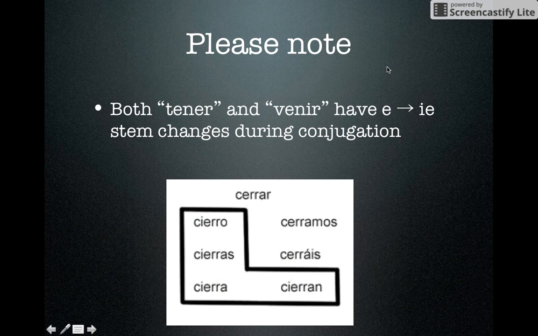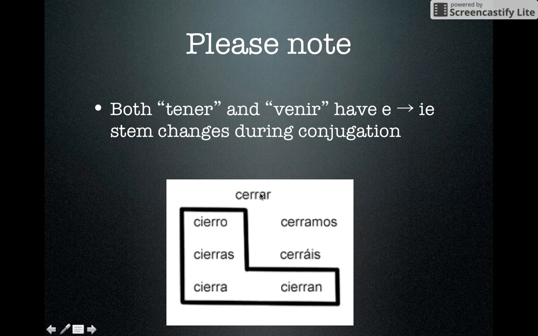Here's a special note. Remember that both tener and venir have a stem change from an E to an IE. So on your sheet of paper, draw a boot, just like this one, and then have your six plan format inside. Remember, the conjugations inside the boot indicate that there is a stem change. Everything else outside the boot, there is no stem change.